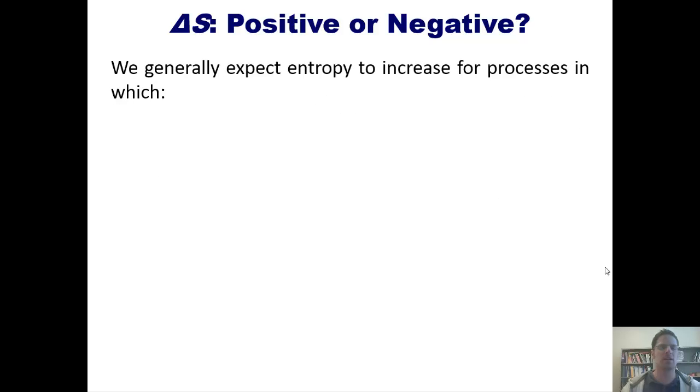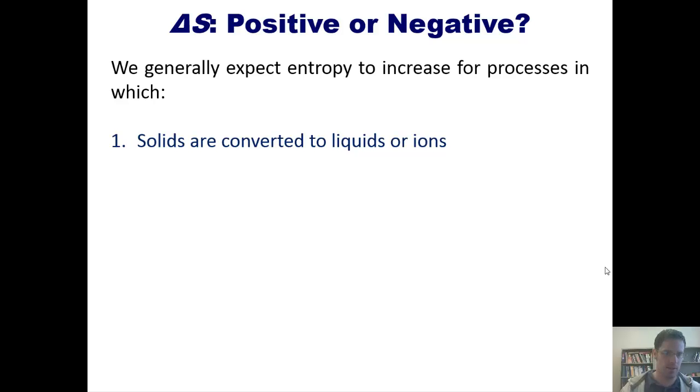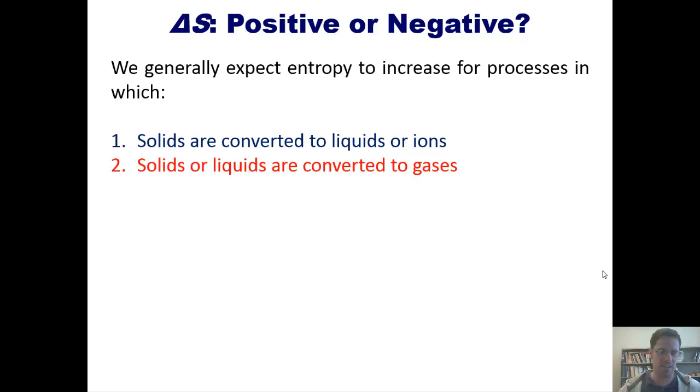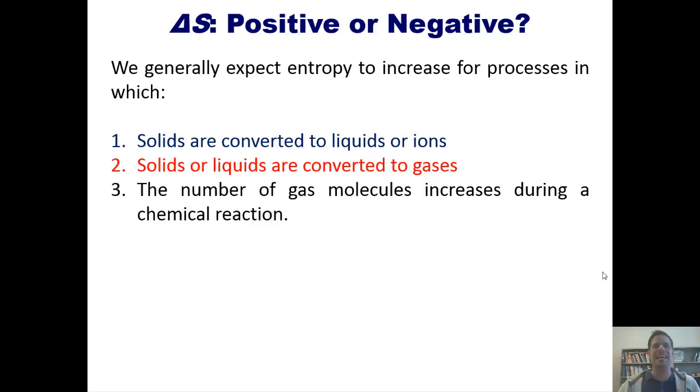Now, we generally expect entropy to increase for processes in which solids are converted to liquids or ions, solids or liquids are converted to gases, or the number of gas molecules increases during a chemical reaction. If you think about it, every single one of these scenarios is one in which molecules go from being more constrained or restricted to being less constrained and less restricted. In other words, they go from being more ordered or organized to being less ordered and more disorganized. Hence, every one of these is a scenario in which entropy is increasing because disorder is increasing. I invite you to think about them just so that you can wrap your head around this subject.